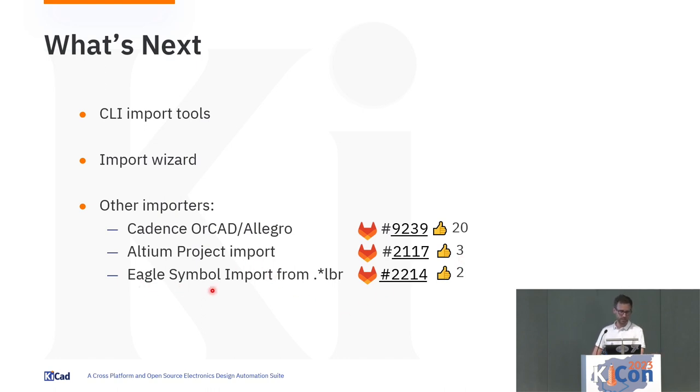And the Eagle symbol import is another one that's missing. Eagle libraries are LBR files. They have both symbols and footprints. At the moment, we only support importing the footprints from those files. But if you want that to happen, give it a thumbs up to increase the priority.